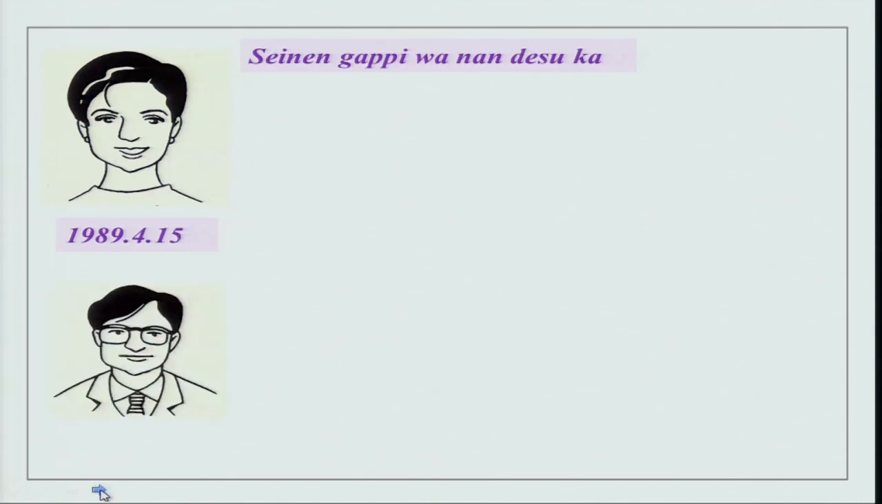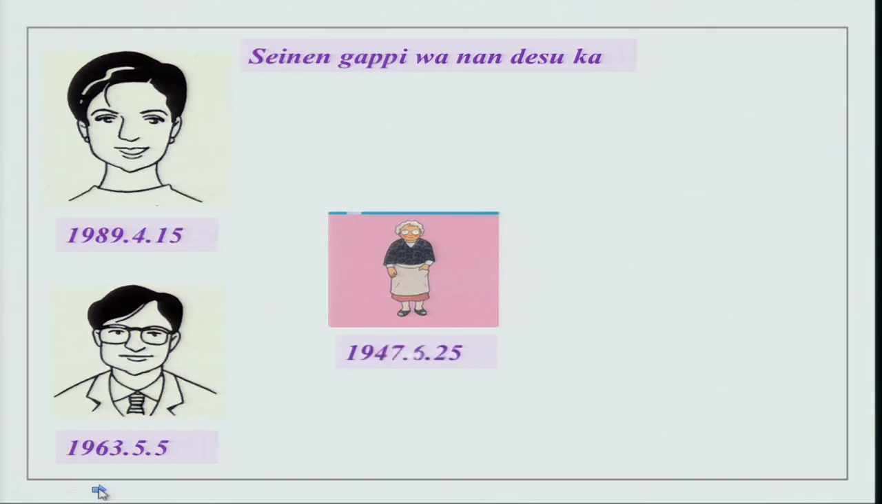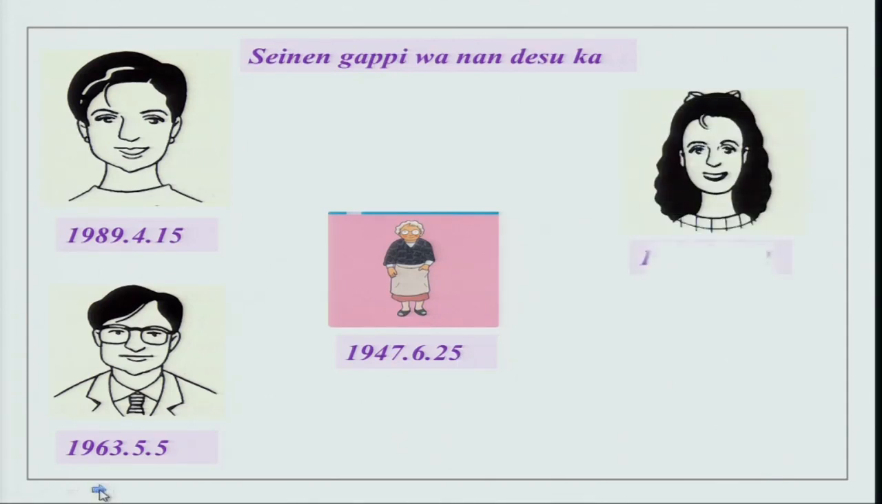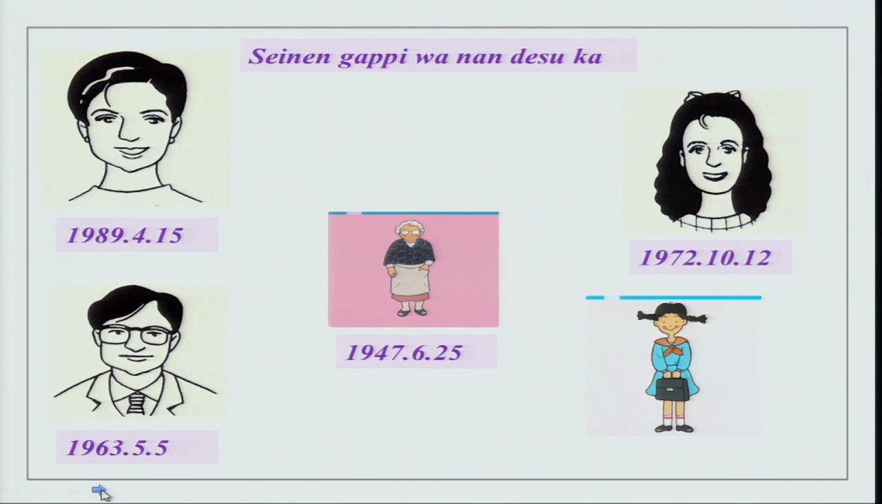And this is how you can practice. Over here you have Tanaka-san again. Oba-chan is there. So, Oba-chan no seinen gappi wa nan desu ka? It's given over here. You can say that out loud. Then we have Mariko-san probably. Mariko-san no seinen gappi wa 1972 nen 10 gatsu 12 nichi desu. And this is Tomoko-chan. Tomoko-chan no seinen gappi wa 2002 nen 3 gatsu 21 nichi desu. Well, this is how you can do your seinen gappi, date of birth. It is extremely important because anytime you need to fill a form, that is the first thing that you have to do. Fill in your name, write your name and then your seinen gappi.